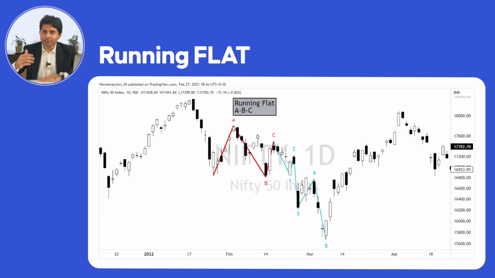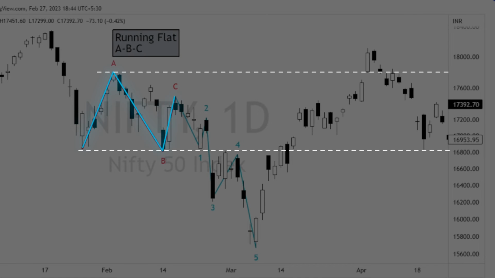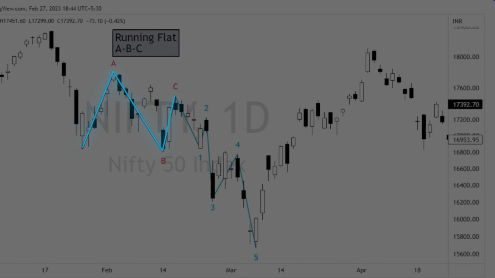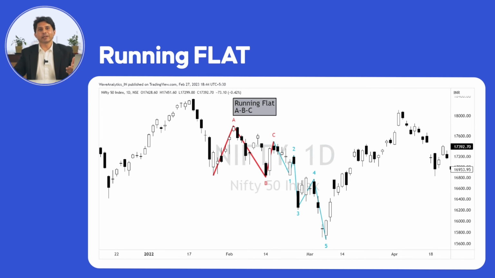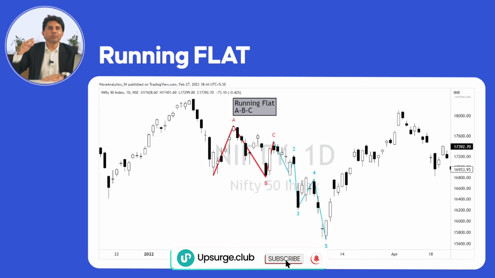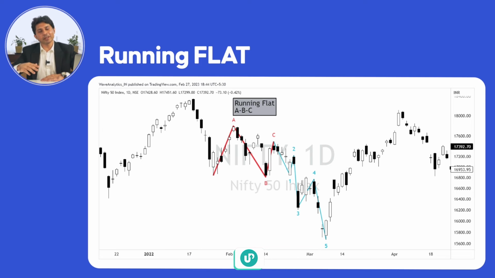which is an example of a running flat. In the case of a running flat, wave B can go beyond the wave A low. Though C is an impulse, it does not necessarily cross the A high in this case and goes very short of A. The minimum requirement is 38.2 of A, which it has completed, but it does not go beyond A's high. So as a trader, it also becomes very difficult to trade a wave C, though it is an impulse. So a larger flat pattern trading becomes very difficult in such cases. So this is an example of a running flat, which we have seen on Nifty itself.